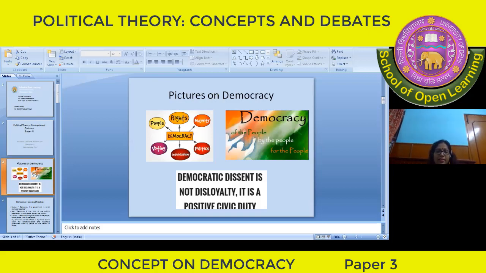And democracy recognizes some amount of rights. Democracy says individuals must have liberty. Every individual should be respected. He or she should be given some amount of individual rights, that is called liberty: liberty of expression, belief, faith, worship. They should have rights, equality.